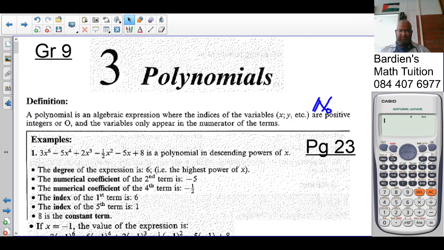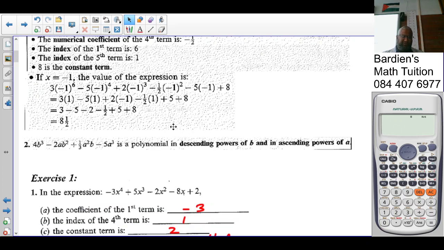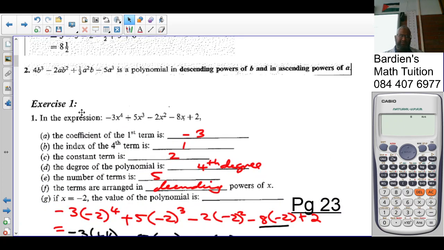Okay, good morning class. So yesterday we started with a topic on polynomials. We spoke about the definition of polynomials, and we spoke again about the degree, the numerical coefficient. We spoke about the index, which is also known as the exponent. Then we spoke about the constant term, and we did a substitution sign. Okay. Then we went on to exercise 1.